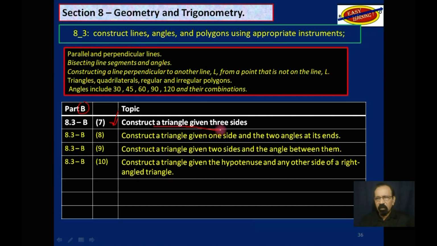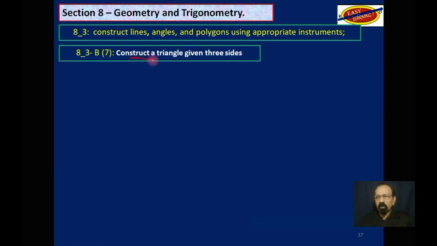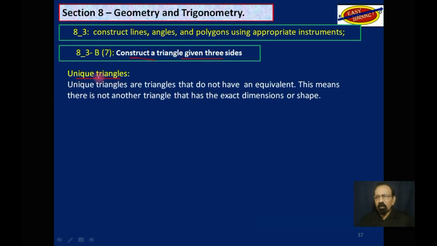Construct a triangle given 3 sides. Construction of triangles. Construct a triangle given 3 sides. Now the triangles we are going to construct are called unique triangles. Unique triangles are triangles that do not have an equivalent. This means there is no other triangle that has the exact dimensions or shape.